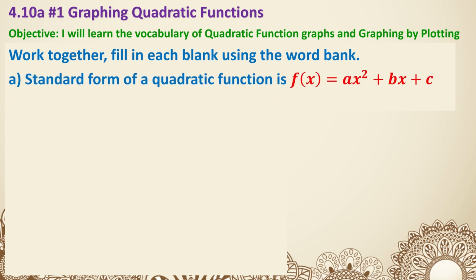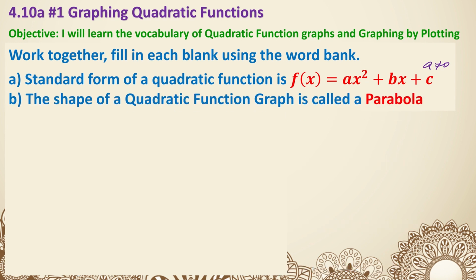The first one, standard form of a quadratic function. That's something we have been working with in 4.9. f of x equals ax squared plus bx plus c. Of course, there's one requirement. This a can't be 0, because if a is 0, we don't even have an x squared.